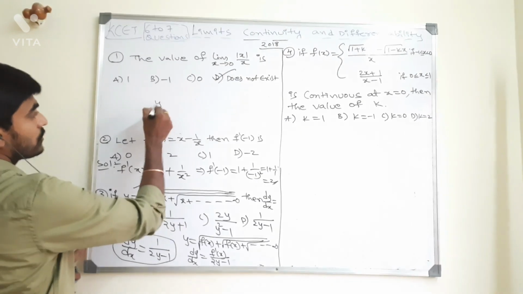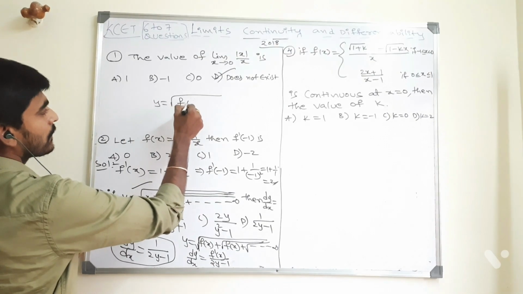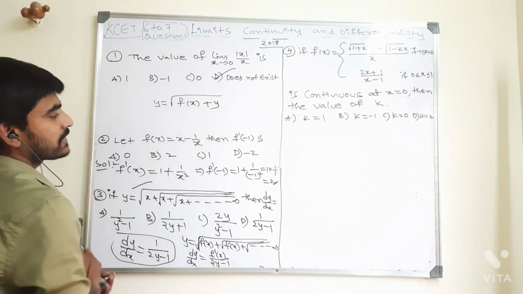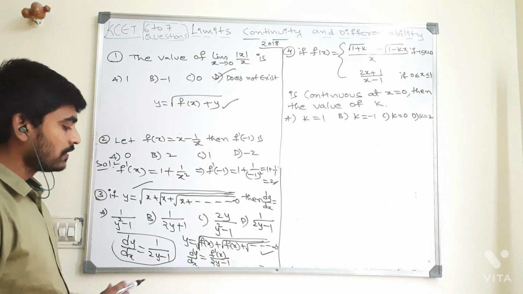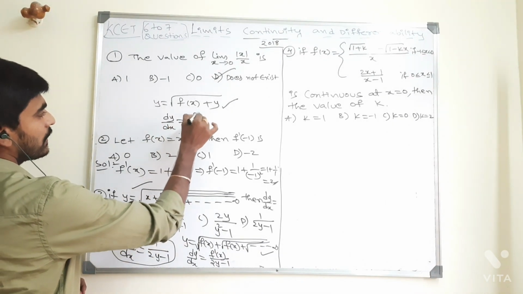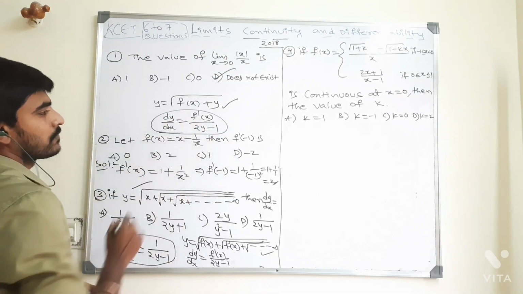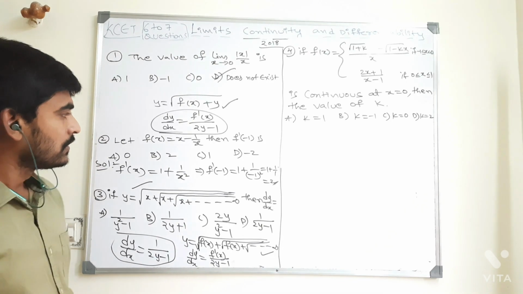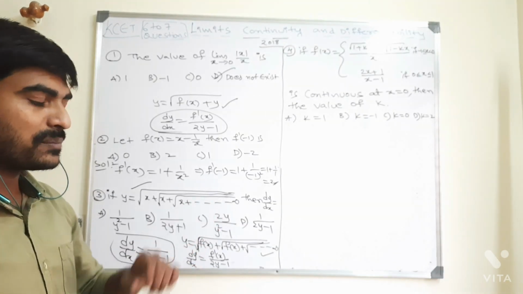Not only in this situation, if the question has the pattern square root of f of x plus y, if you see this pattern, then dy by dx is always f dash of x by 2y minus 1. I hope everyone understood. These are tricks, and if you know them, the KCET exam is so easy.